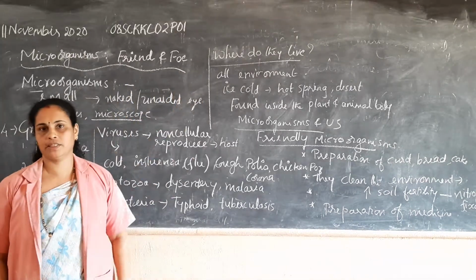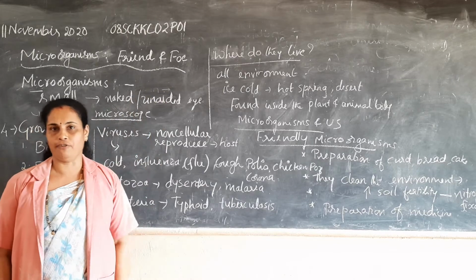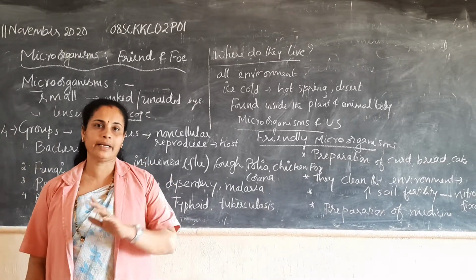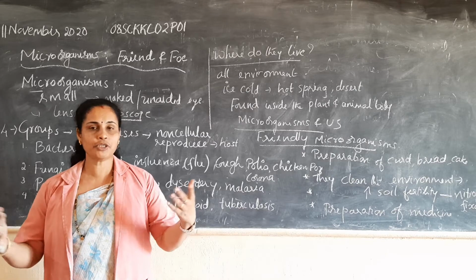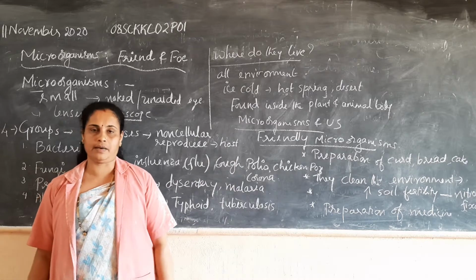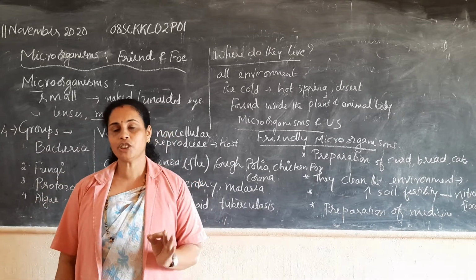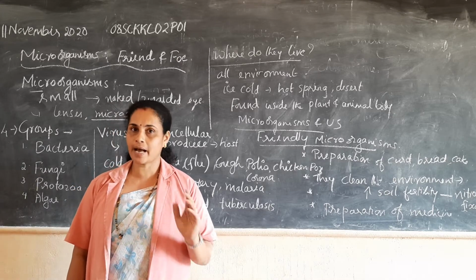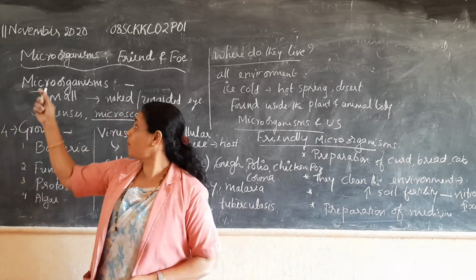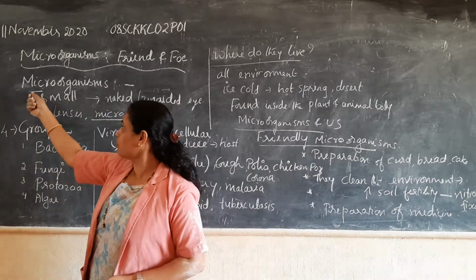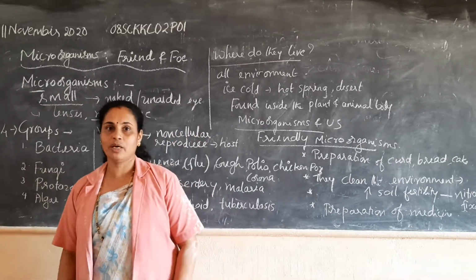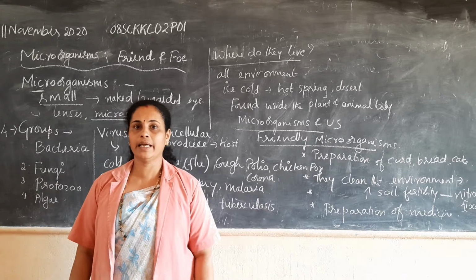Microorganisms, friend and foe. The chapter is microorganisms, friend and foe. So we can see different types of organisms in and around us. Some we can see with our naked eyes, like plants, animals, etc. But some organisms which we cannot see with our naked or unaided eyes are called microorganisms. Micro means small. So they are very small organisms which we cannot see with our naked eyes.